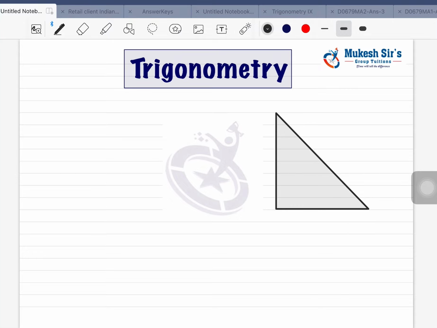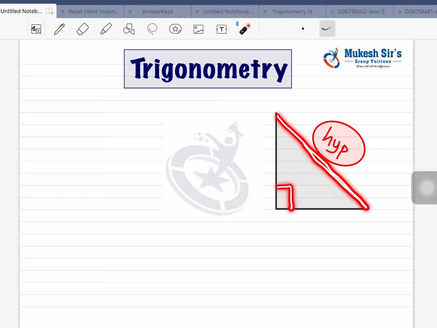Now in a right angle triangle, any one angle is 90 degrees, right? And the side opposite to 90 degrees is called the hypotenuse. So everyone knows this is the hypotenuse of the triangle. In any right angle triangle, the side opposite to 90 degrees is called the hypotenuse. So this is the hypotenuse.